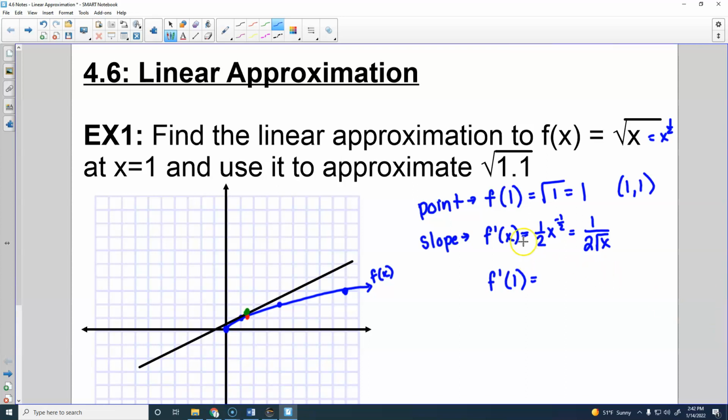Are you okay getting 1/2 x to the negative 1/2? No. Okay, so you're taking the derivative of the square root of x. That's your function. Square root of x is the same as x to the 1/2. Okay, so you just multiply out front by your exponent. So there's your 1/2. And then subtract 1 from your exponent. So 1/2 minus 1 gives you this negative 1/2.